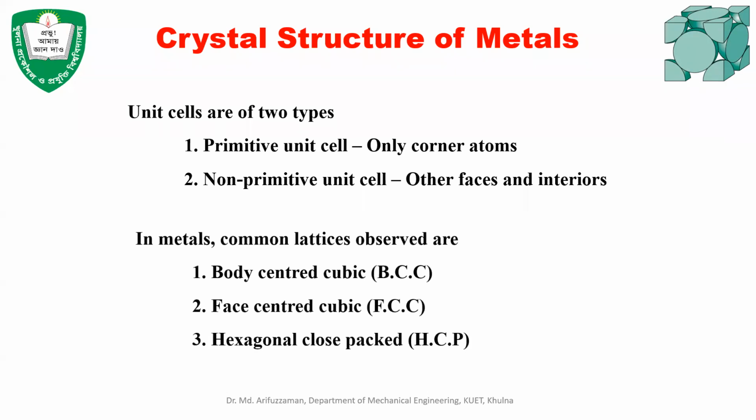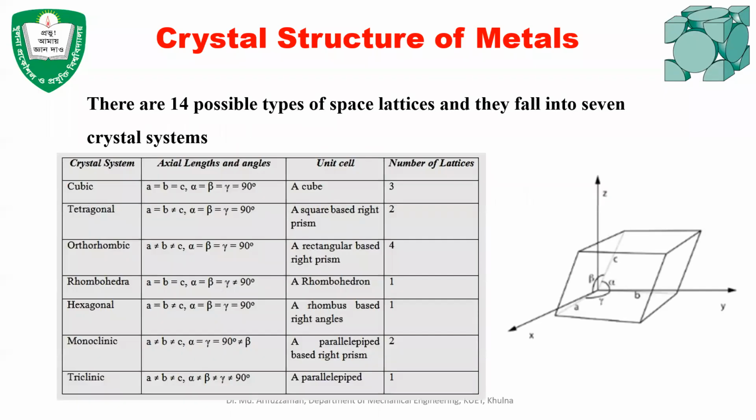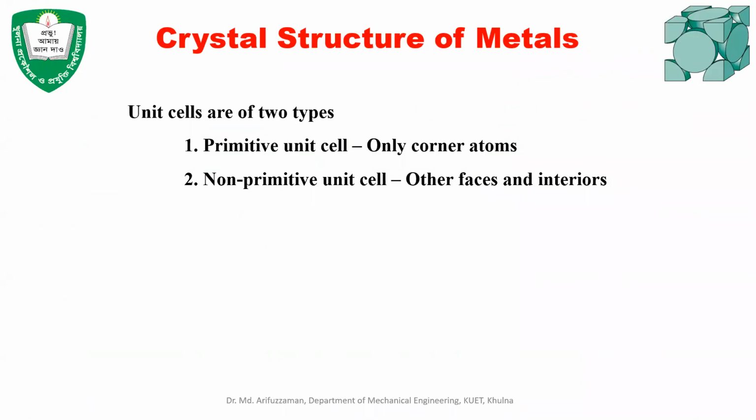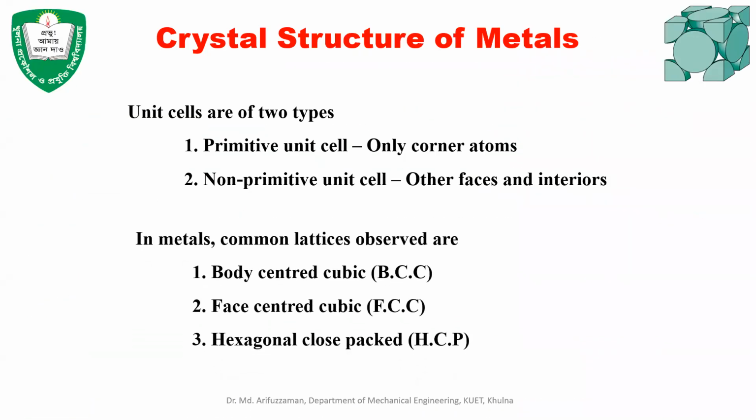In metals, we usually see three types of common crystal lattices. Those are body-centered cubic and face-centered cubic. The body-centered cubic and face-centered cubic are actually the cubic lattices that we talked about. Our crystal system is cubic. It has three lattices: body-centered, face-centered, and simple cubic. And in the metallic structure, there is body-centered cubic and face-centered cubic, and another one is hexagonal close-packed. Okay. These three types of lattices are mostly observed in metallic structures, either metal or alloy.